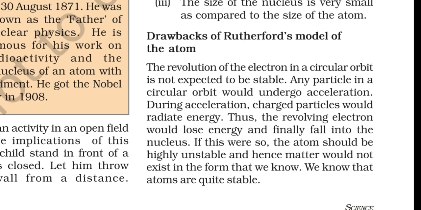When the electrons are rotating around the nucleus, after some days or after a certain time, the electron loses its energy. And when the electrons lose energy, finally they will fall onto the nucleus, and because of that the whole atom gets disturbed, or we can say the whole atom becomes highly unstable, and hence matter would not exist in the form that we know.